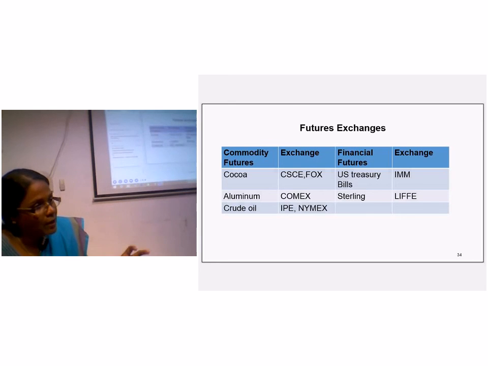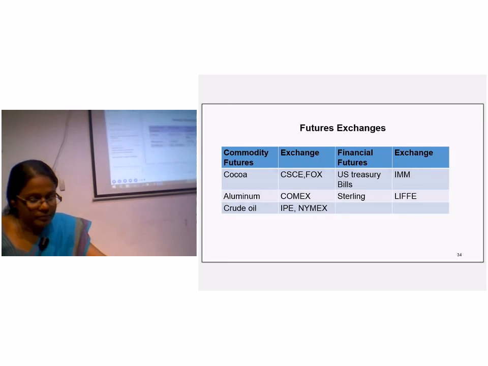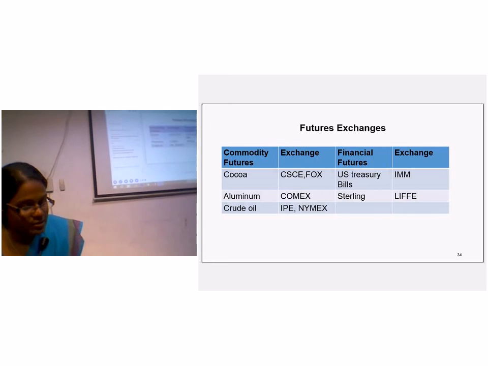Now for cocoa, one future is equal to this much of tons, right? For aluminium, one future is equal to this much of, let's say, kilograms or whatever. Crude oil, this much of barrels, likewise, okay? And Treasury bills and sterlings also the same, one future equal to, let's say, 12,500 sterling pounds. So likewise, the amount is predetermined.